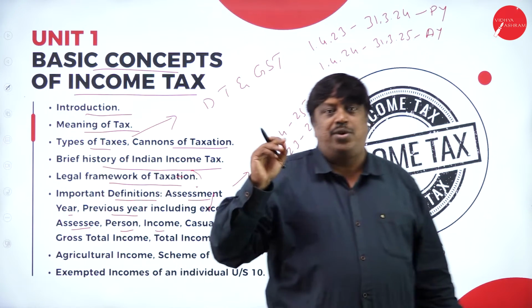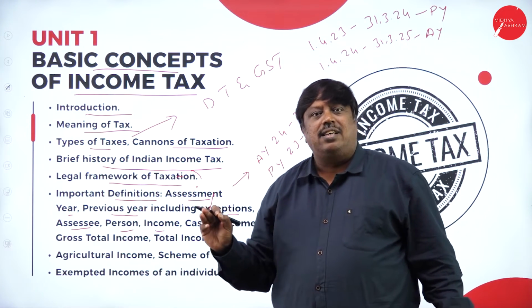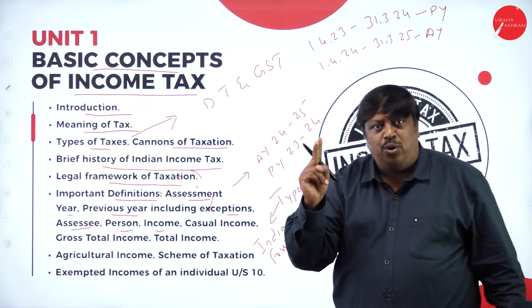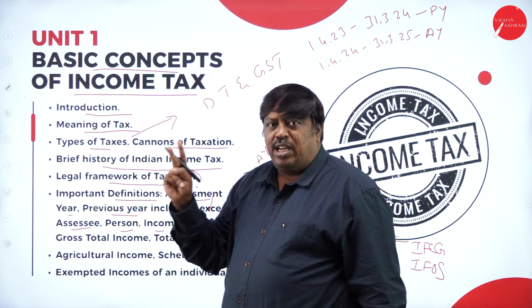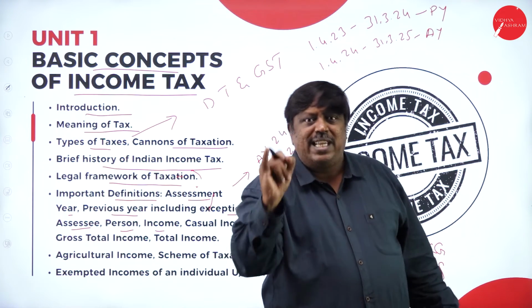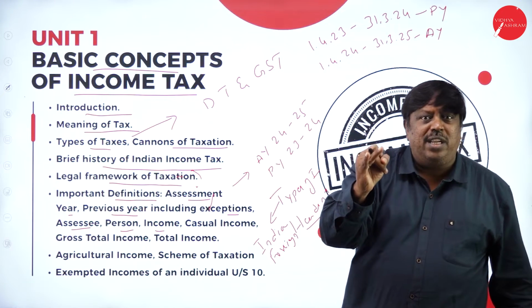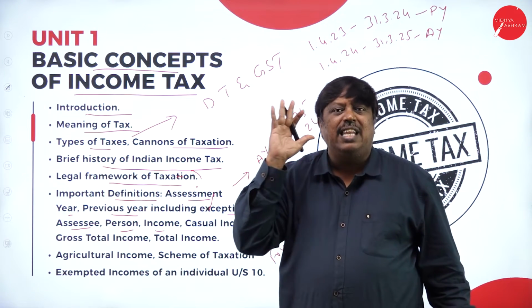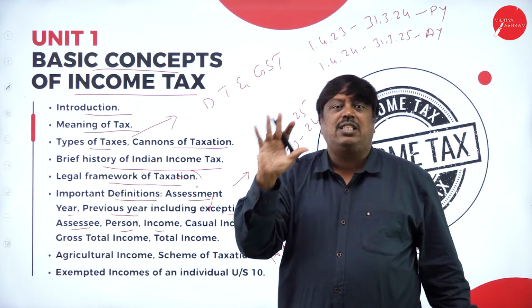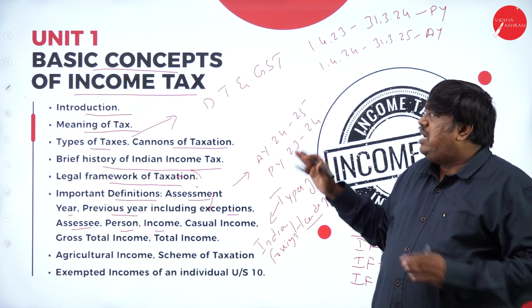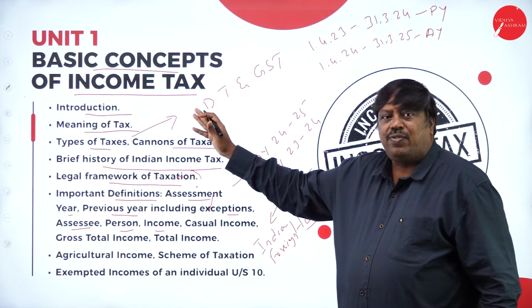So analyze the question properly and then answer. Don't get confused here. Types of income, we have only 2: Indian income and foreign income. Heads of income, we have 5: income from salary, income from house property, income from business or profession, income from capital gains, and income from other sources. So these are the heads of income. Don't get confused with the question. We are going to discuss in-depth concepts in Unit 1.